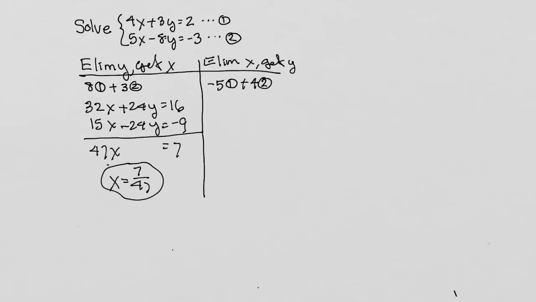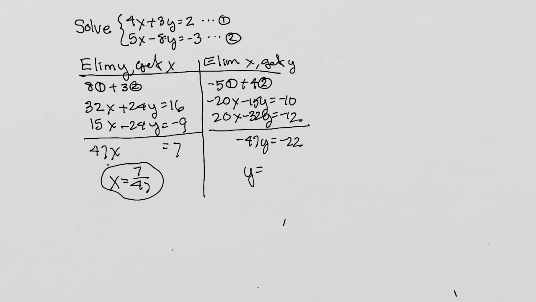Let's do it. So negative 5 times equation 1 will give us negative 20x minus 15y equals negative 10. And 4 times equation 2 is positive 20x minus 32y equals negative 12. We'll add these together. Negative 20x plus 20x is 0x. The x's are gone. Negative 15y minus 32y is negative 47y equals negative 10 minus 12, which is negative 22. Divide, and negative divided by negative is positive. We'll get y equals 22 over 47.